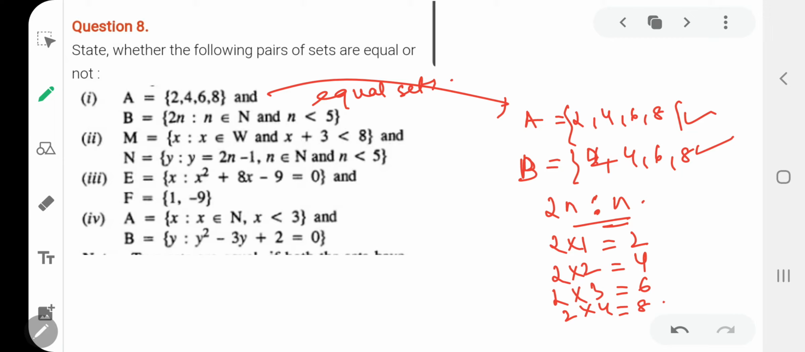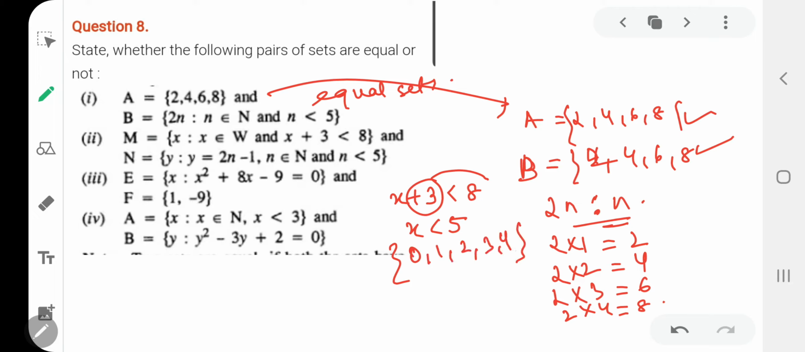For your question number 2, we have M is the set of x such that x belongs to whole numbers and x plus 3 is less than 8. So x will be less than 5. I took this 3 to the other side in subtraction. So I got x is less than 5. It belongs to whole numbers, that means it starts from 0, 1, 2, 3, 4. I will limit it to 4 because x is less than 5. So that is your M set.